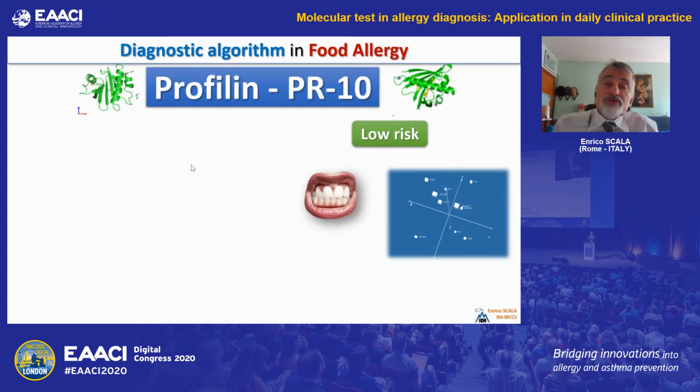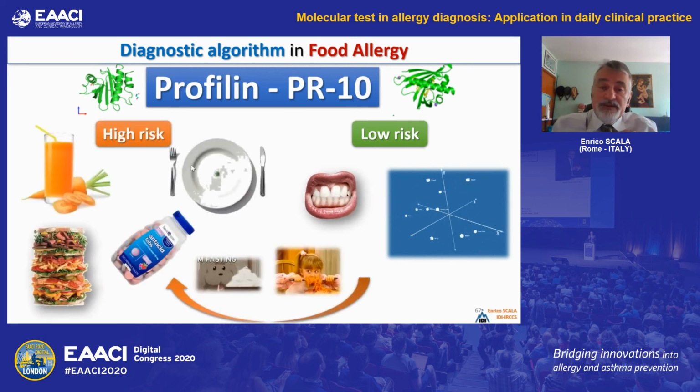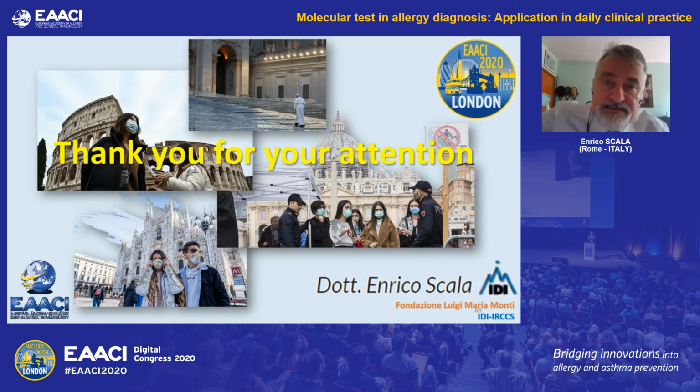Therefore, in the vast majority of cases, profilin and PR10 sensitization are associated with low risk to develop systemic reaction to food, but also in this case, please be careful, because also in this case, you can have the possibility to develop a severe reaction to food in the presence of specific cofactors. And this is my last slide.